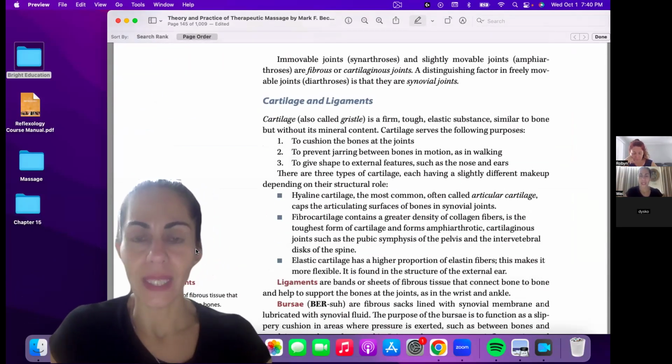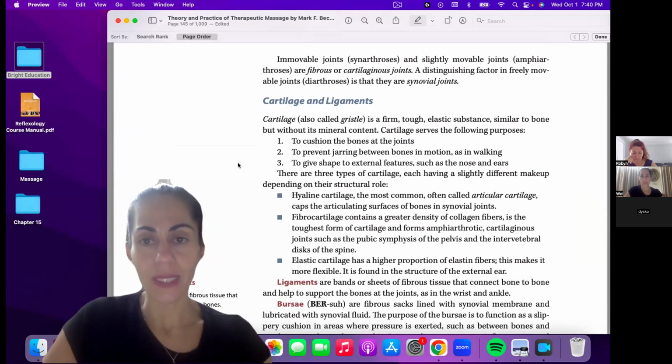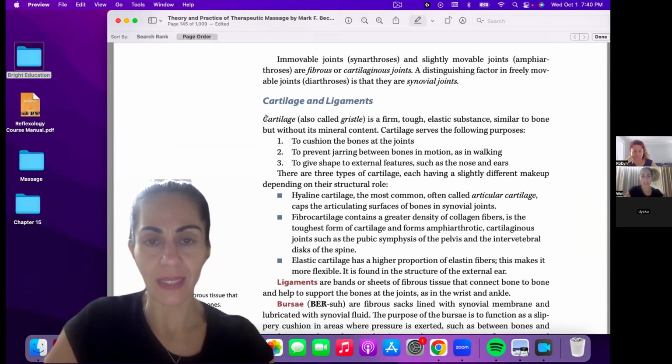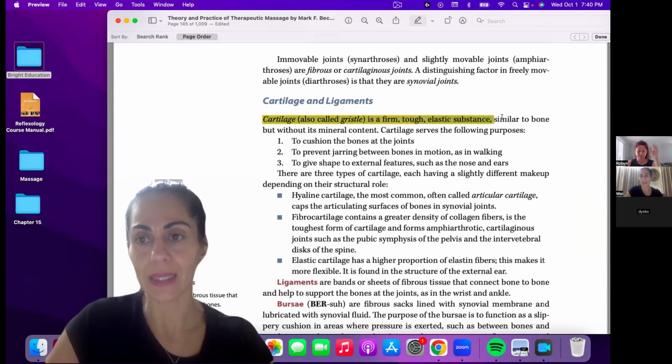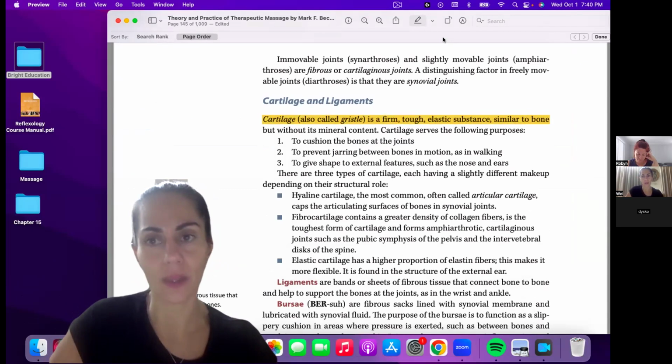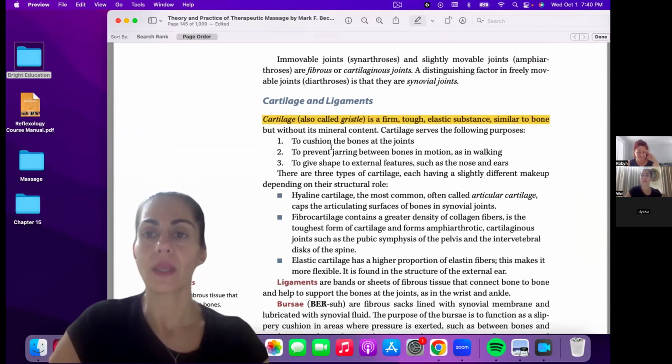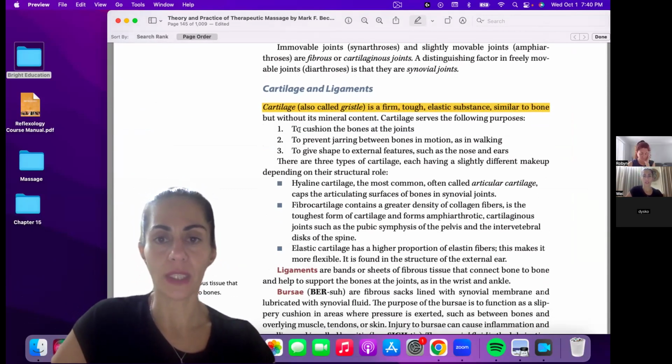Alrighty, we got cartilage and ligaments. So cartilage is a pretty firm, tough, elastic substance. Similar to bone, but not as hard as the bone, okay? The purpose of the cartilage is to cushion the bone. So you find it in all the joints.